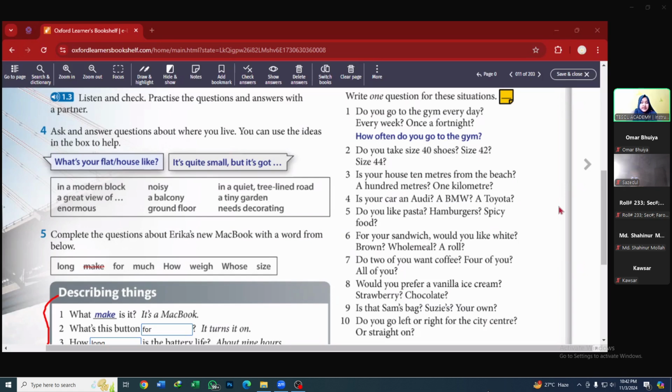Is your house 10 meters from the beach? 100 meters? 1 kilometer? What will be that one question? Mr. Shahinur, could you please tell me that one question that includes all three questions of number 3? Is your house 10 meters from the beach, 100 meters, 1 kilometer? What will be the question?